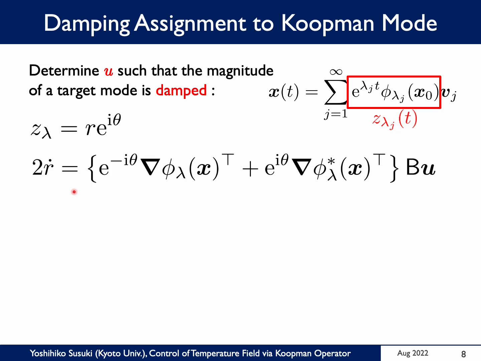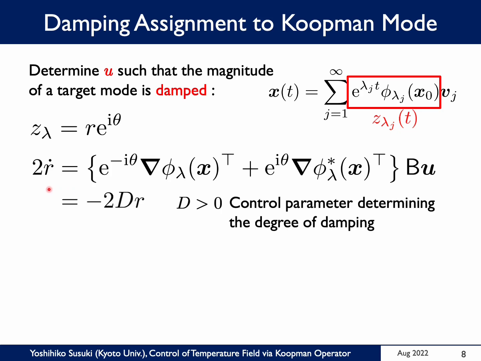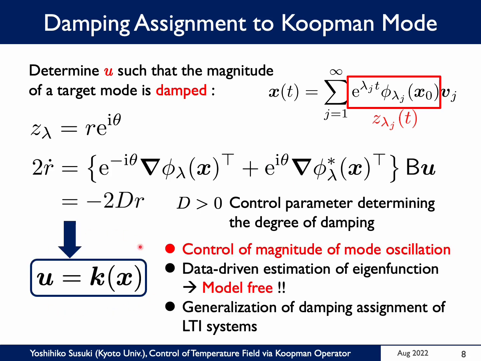To assign the damping effect to this mode by control, we synthesize the dynamics of R as follows. Here, the capital D is a positive control parameter determining the degree of damping. In this equation, the eigenfunction phi lambda and the argument theta are functions of the original state x. So this synthesis implies that the input U is determined in a state feedback form. This is our controller for the damping assignment to the Koopman mode.